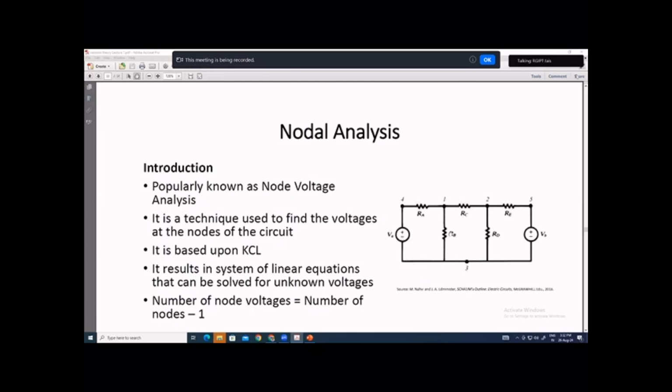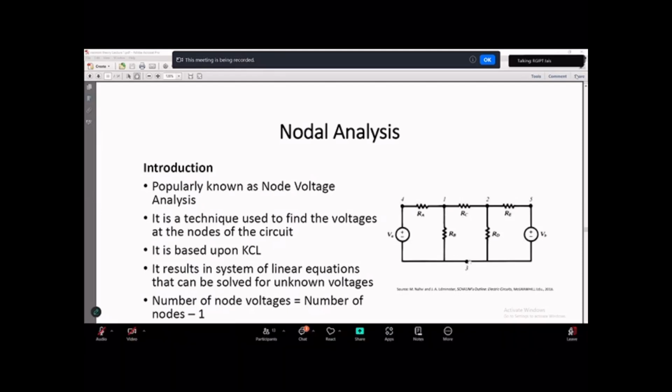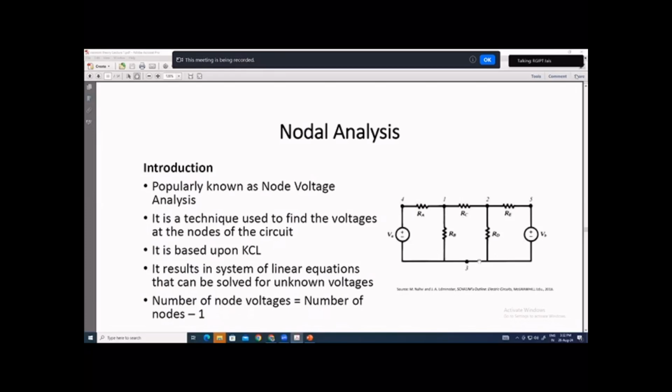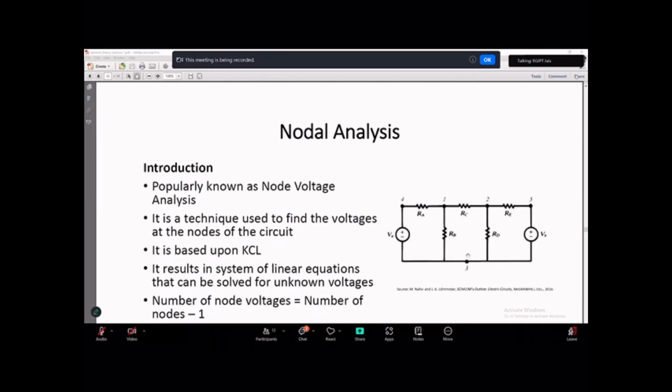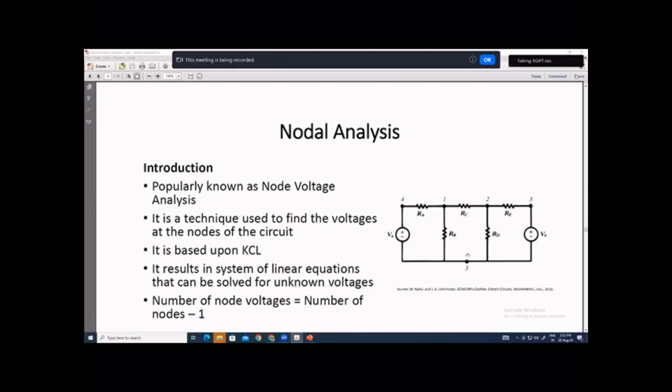Again, is this a node? No. RB is there, VA is there, which means a node. But the reason we are not considering these two separately is that there is nothing different between this node and this node. As a result, we consider this as a single node, because there is no element between them, so we can consider the nodes to be the same.